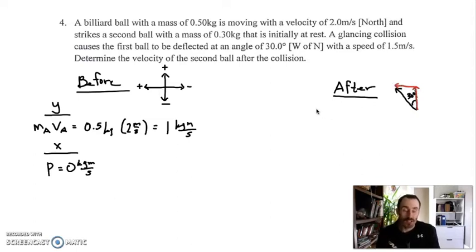Okay, so after, let's look at ball number 1. Or ball A, I called it. Ball A has a y momentum, mass A, velocity A, y is equal to 0.5 kilograms times 1.5 meters per second times the cosine of 30 degrees.